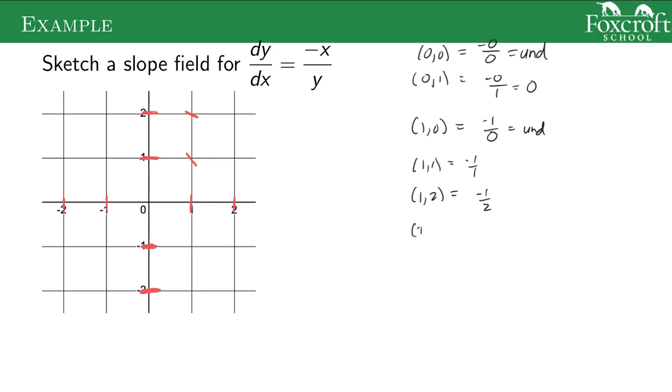What's the next one? 2, 1. It's going to be negative 2 over 1. So that's a sharper down tangent line. And then 2, 2 is negative 2 over 2, which is also negative 1. So you get the idea.